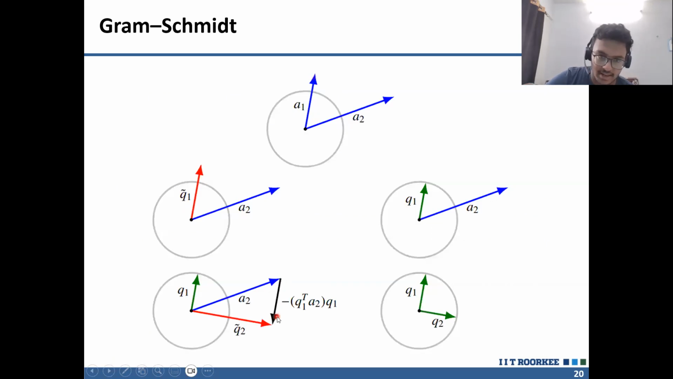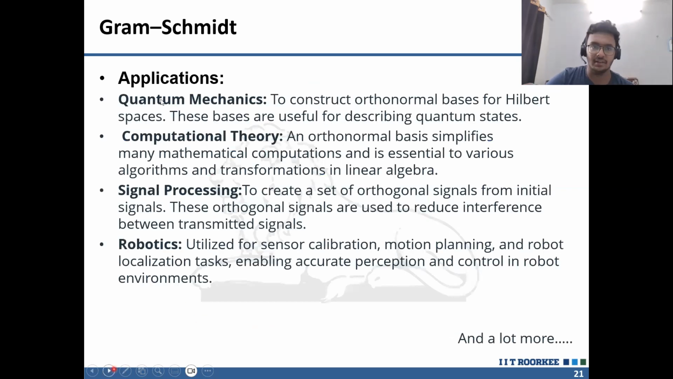So here, if we subtract q1 transpose a2 times q1 from a2, we get q2 tilde and normalize it. So basically, this is a set of orthogonal vectors, and this is used to form orthogonal bases. Now, what is its application? We will look into it.